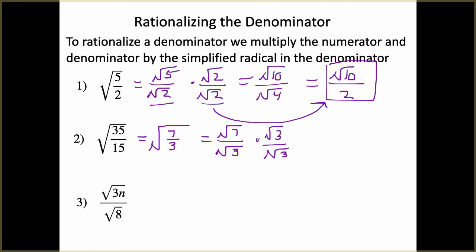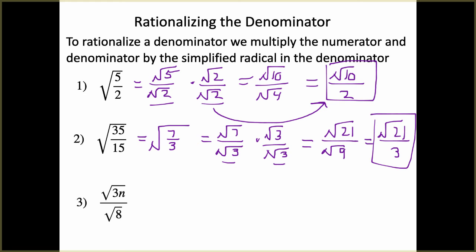And when we do this, we get the square root of 21 over the square root of 9. And like I said previously, if you understand how this works, it just becomes the square root of 21, and the square root of 9 is 3. And if you understand this piece right here, we can go right to the final answer of the square root of 21 over 3. All right, last one we have is the square root of 3n over the square root of 8.